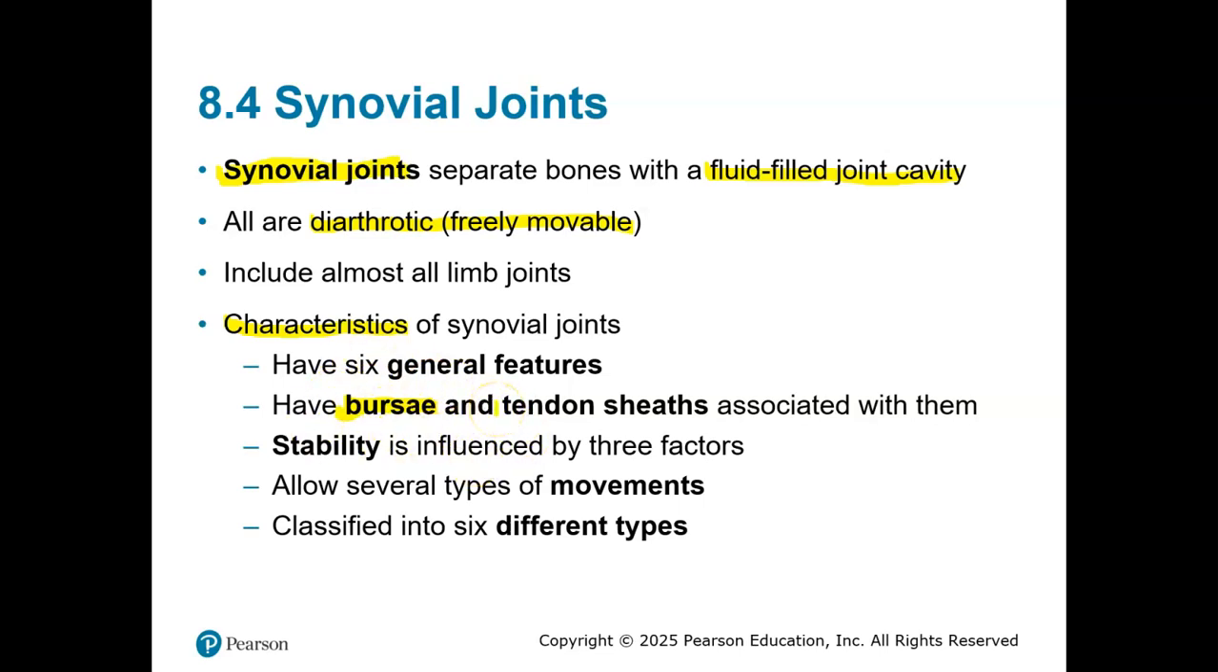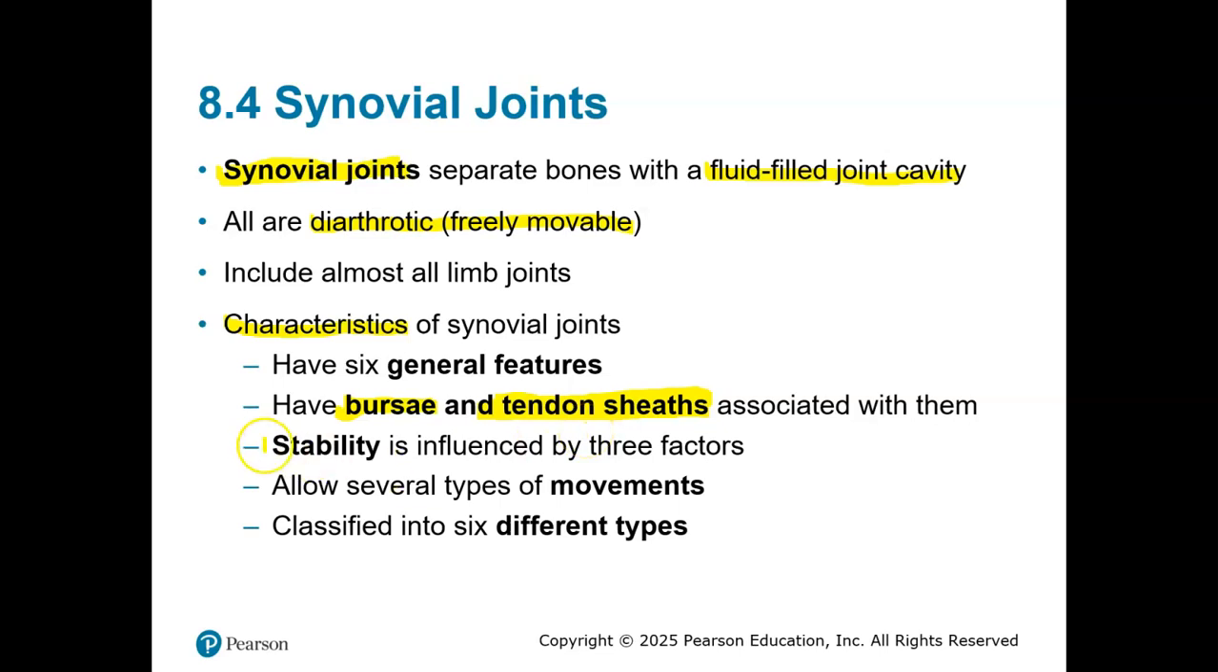And then tendon sheaths are an extra sheath, an extra protection around a tendon, to keep it from rubbing against whatever is close to it, whether it's a bone or any other muscle. The tendon sheath basically covers the tendon and gives it extra protection from friction.